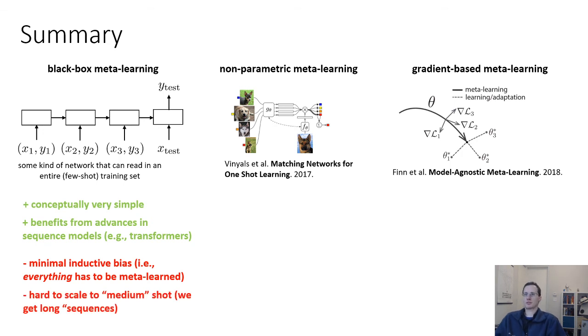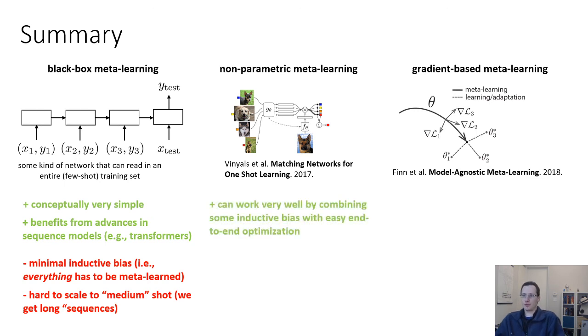It's also quite hard to scale these types of methods to medium shot. So if you have, let's say, 10-shot, 10-way classification, you have 100 training points. You can probably read in 100 training points with a sequence model. But if you have 100-shot, 100-way classification, now you're trying to read in 10,000 training points. That's still, 10,000 training points might not be enough to train a neural net from scratch, so you might still want to do meta-learning, but it would be very hard to do that with a black box meta-learning method.